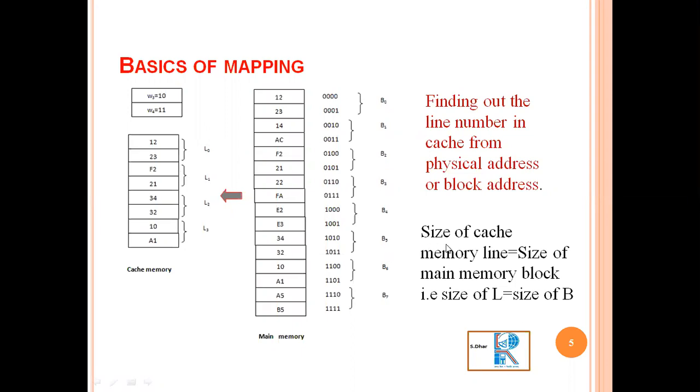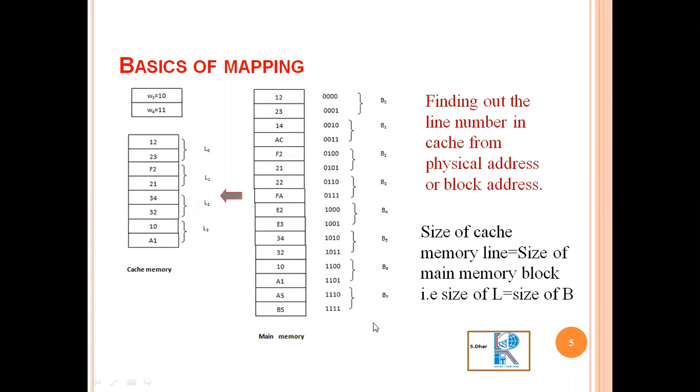Remember, here it is written size of the cache memory line is equal to size of the main memory line. What is the meaning? Meaning is that if each block contains 2 words, each line will also contain 2 words. If each block contains 4 words, each line should also contain 4 words. If it contains n words, each line should contain n words. See here each block contains 2 words. Here each line contains 2 words. Clear? So this is the organization of the cache memory with the main memory.